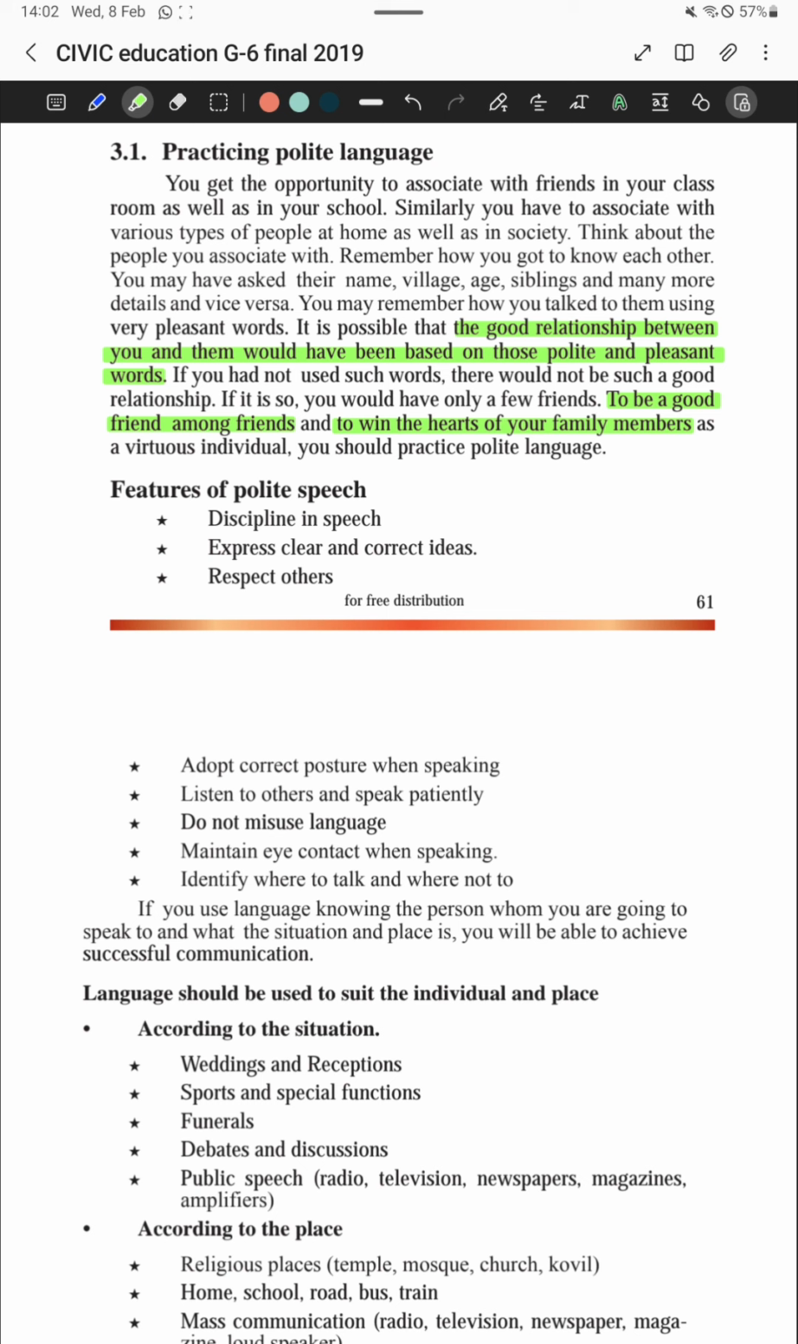You must have your own set of words that has to be used in your society as a good person and a good citizen, right? So when you are meeting a person, when you're asking the name, the village, and the age, siblings, right? Siblings mean the sisters and brothers. And when you are talking about more things, right? You must use a good vocabulary, a good citizen's vocabulary.